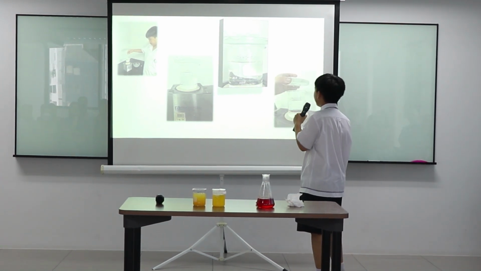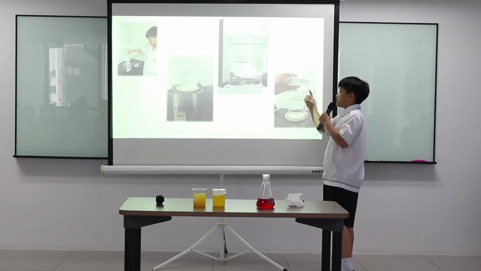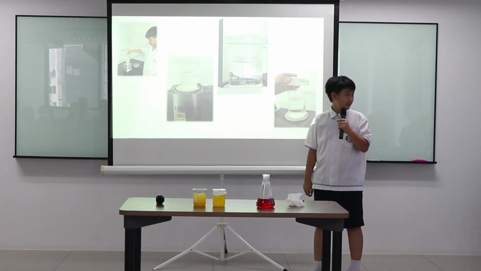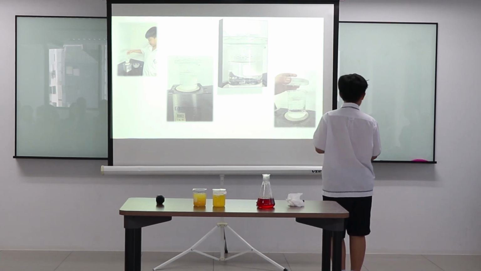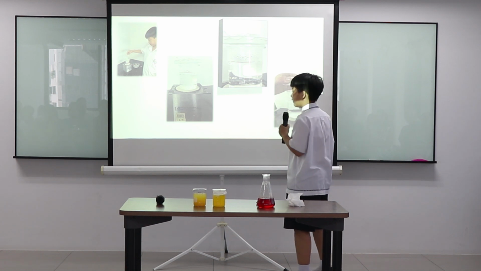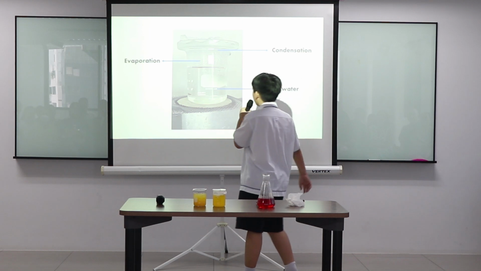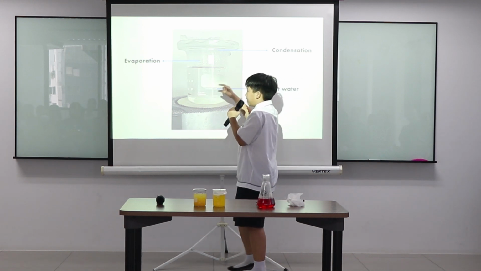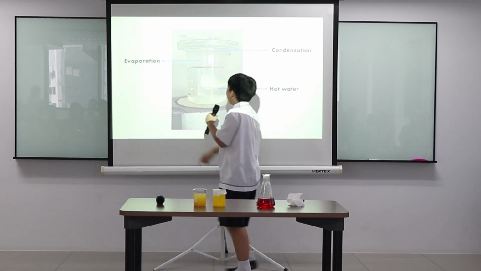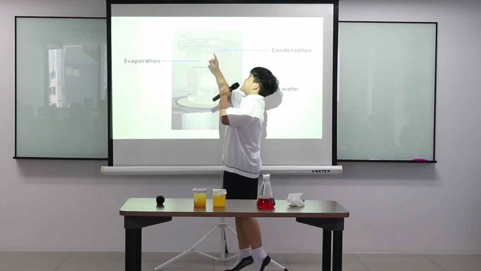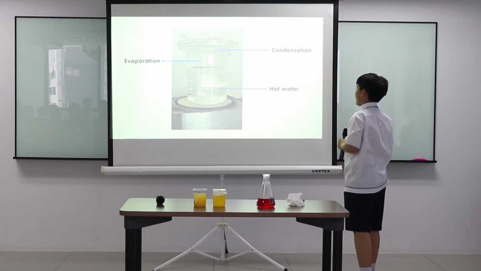As you can see, when we lifted it up, you can see small and big droplets. So, as you can see, the hot water gains heat, then turns into water vapor, which is called evaporation. And then, when the water vapor touches the cool surface, it turns into condensation.